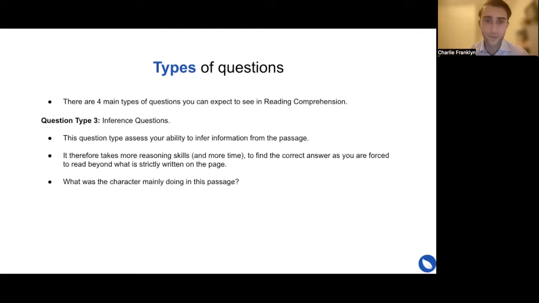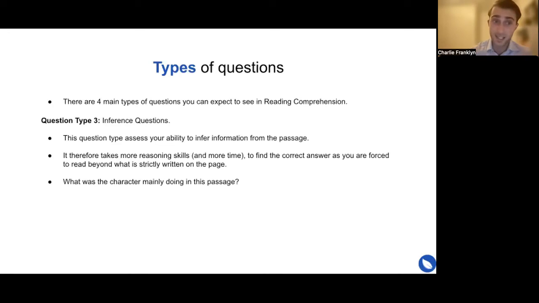Question type 3, inference questions. So this question type assesses your ability to infer information from the passage. Again, this means it's a little bit more difficult. So it requires some more reasoning skills and time to really find the right answer, as you're forced to think beyond what's on the written page. And the example is, what was the character mainly doing in this passage? Or what do you think the motives of this character was in this passage? It's looking for information that is not strictly written down on the page. You kind of have to think and understand the piece and search for the answer yourself.